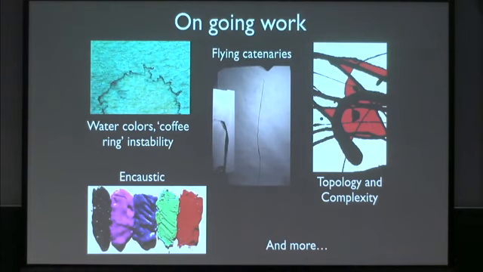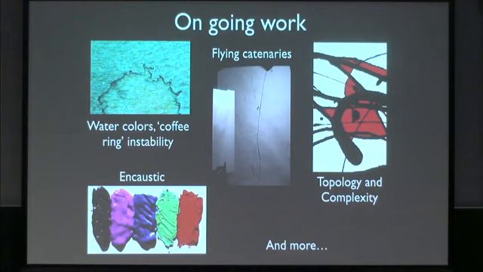art. So here's the famous coffee ring instability that people doing watercolors learn to control or to produce. You have another painting technique used by artists that I call the flying catenaries. They take a brush with paint and then just go like this, and this is what you can produce like this.